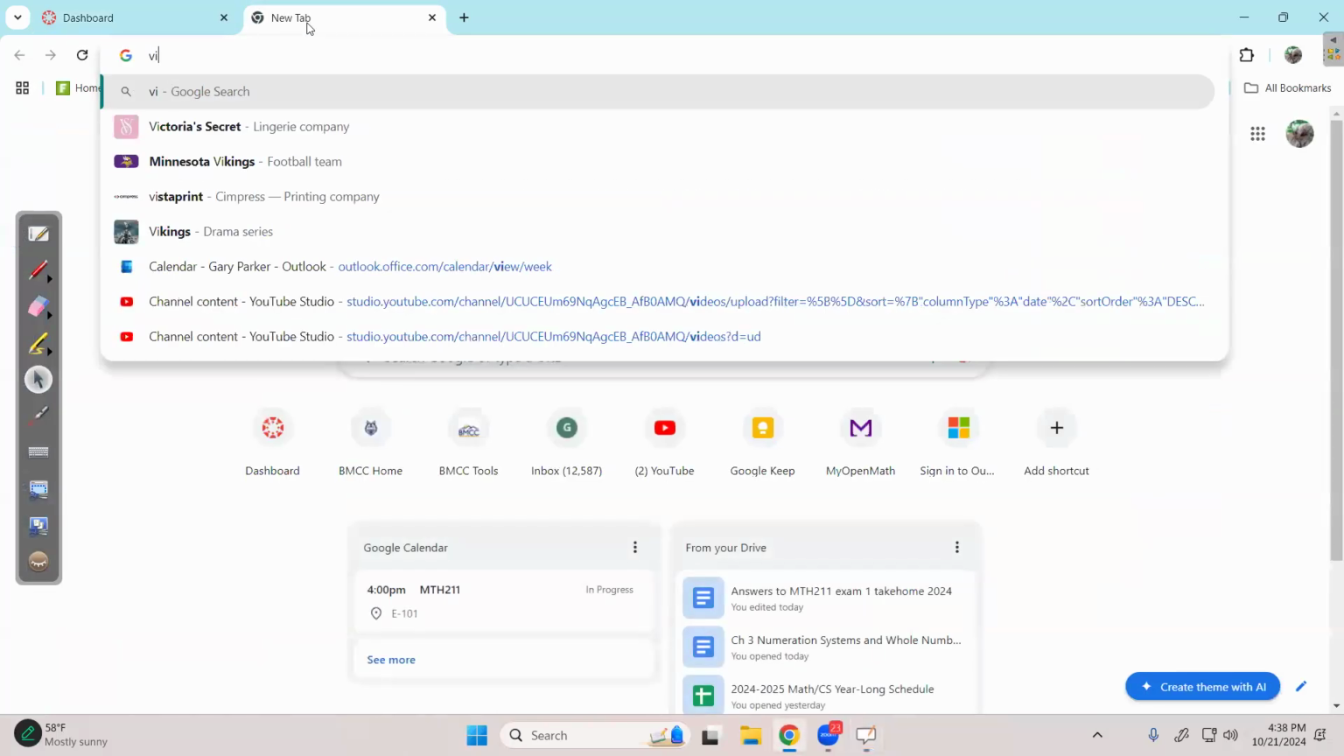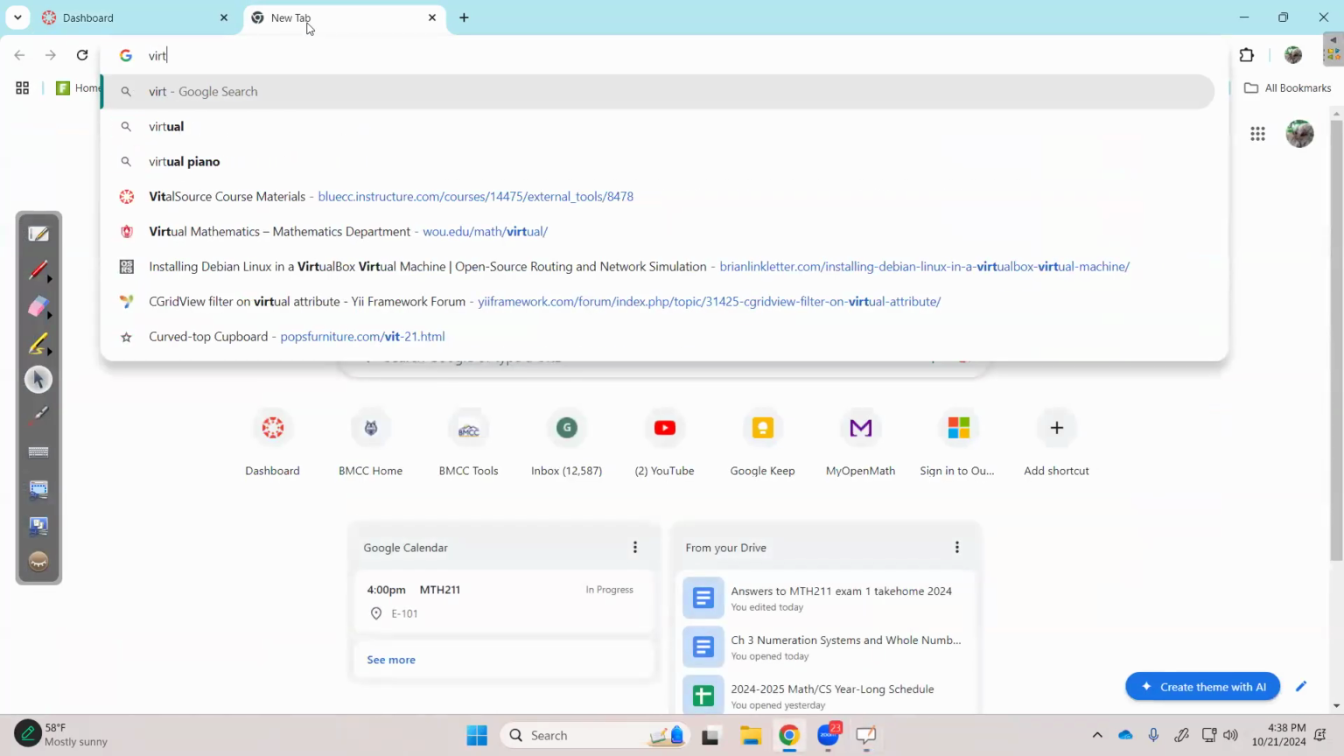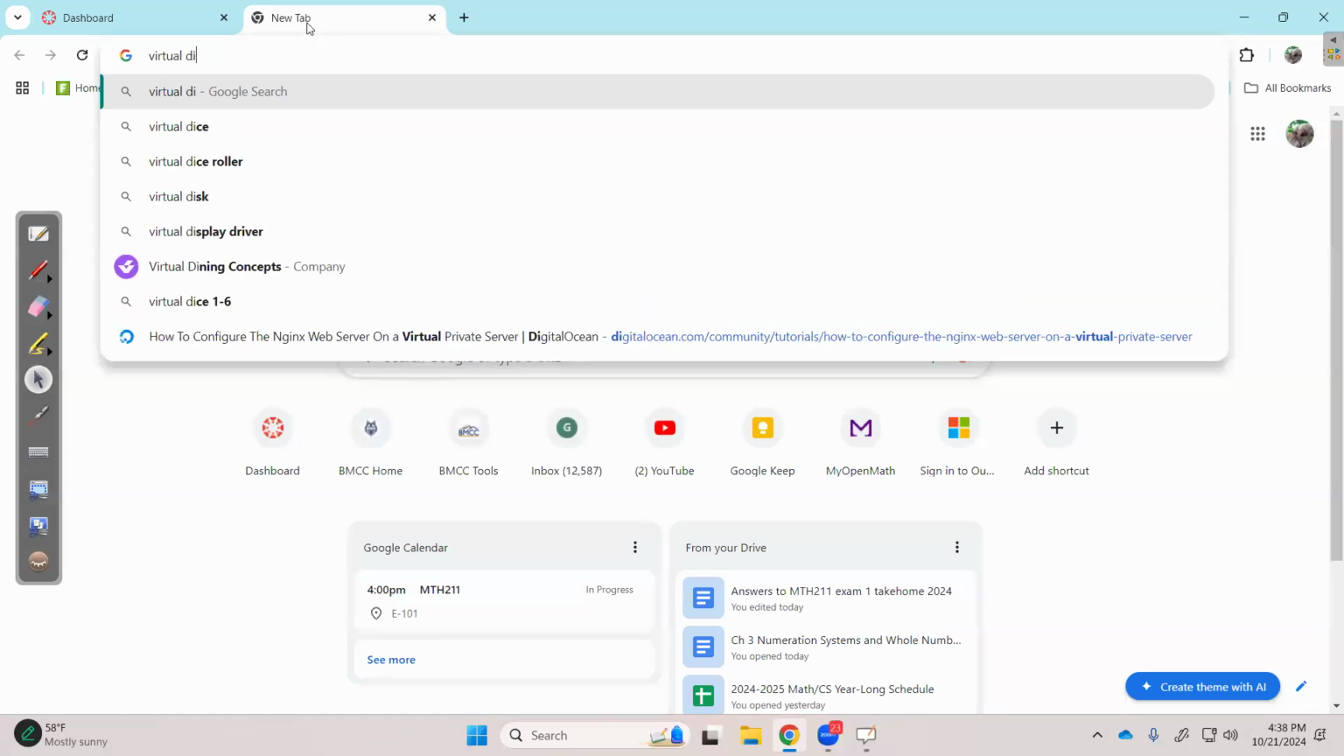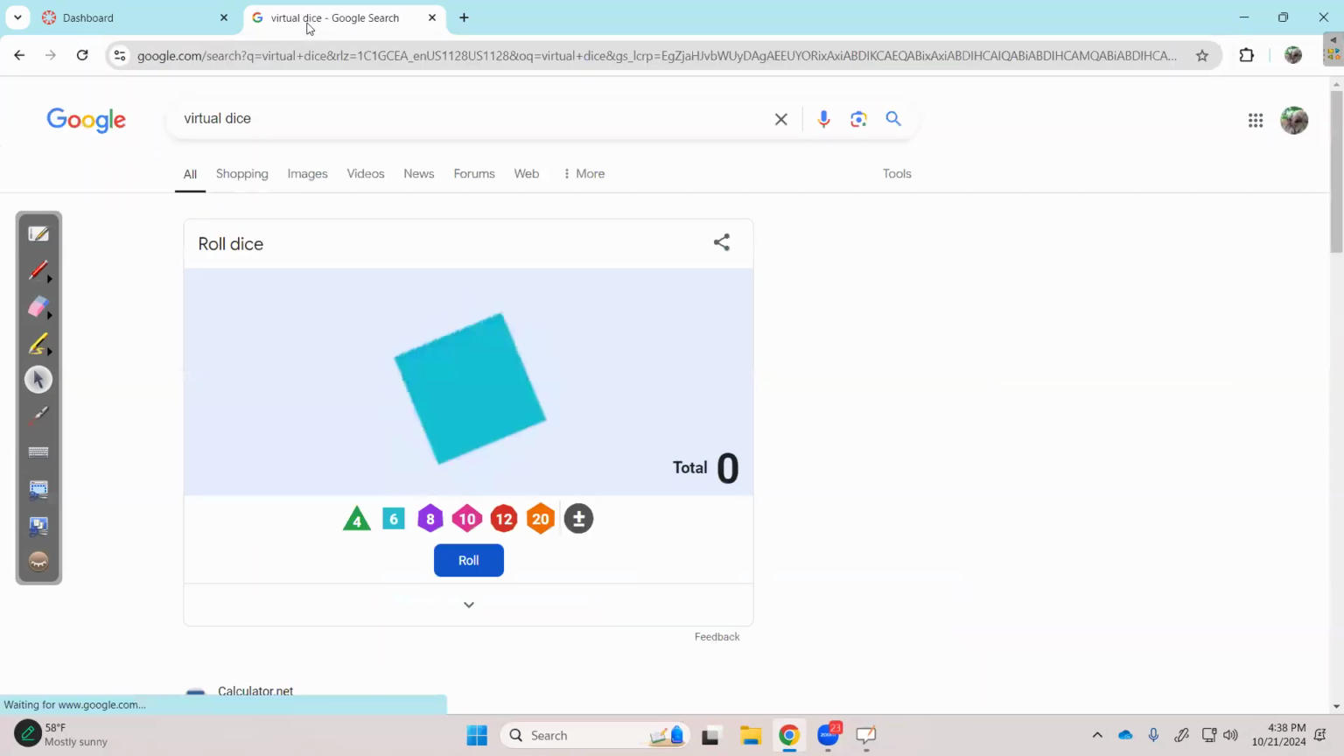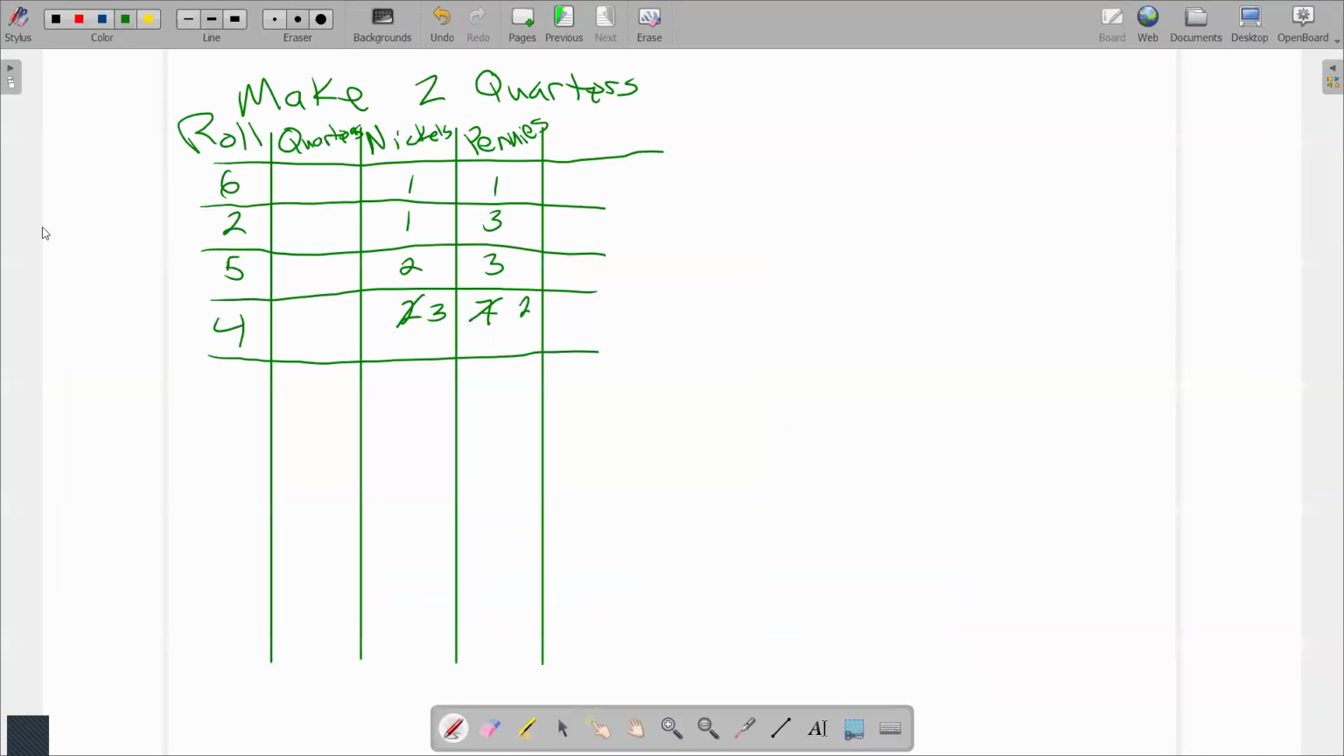If you search for virtual dice, there's lots of apps out there for it. Google has a lovely one right there that you can just keep rolling over and over again. So if you haven't already, please start building this table and rolling. And we'll come back and check on this in just a minute.